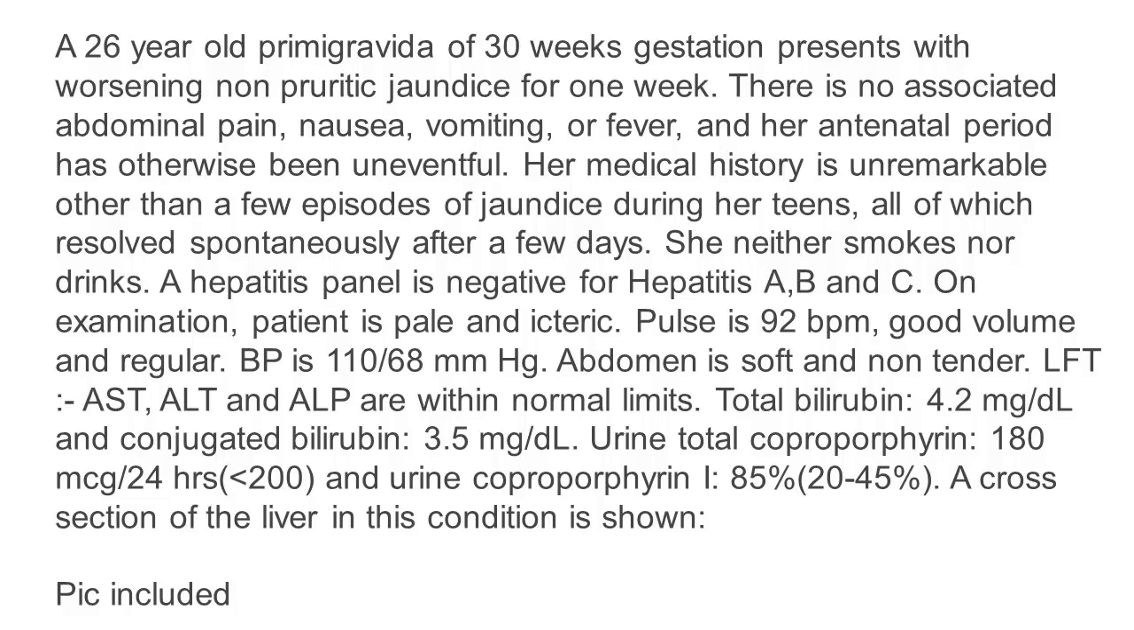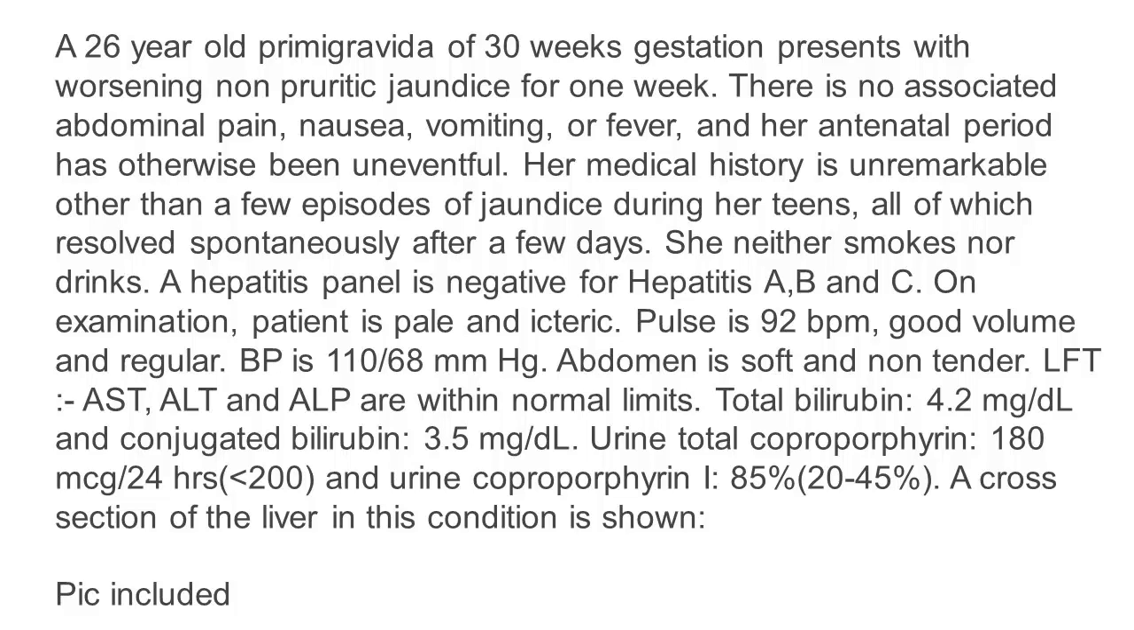This is a 26-year-old primary gravida, 30 weeks gestation, who presents with worsening of non-pruritic jaundice in 1 week. There is no associated abdominal pain, nausea, vomiting, or fever. Her antenatal period has been otherwise uneventful. Her medical history is unremarkable, but she had episodes of jaundice during her teens. All of them resolved spontaneously. Hepatitis panel is negative. She is neither a smoker nor a drinker.